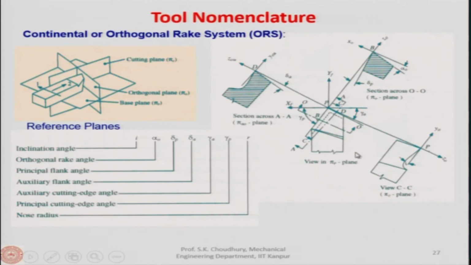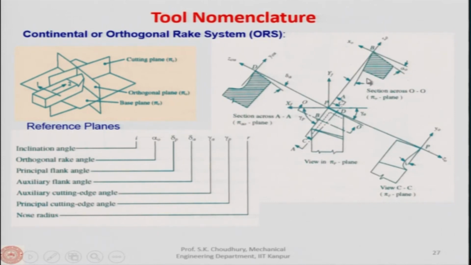I will explain it to you. Another section we will take as OO. OO will be perpendicular to CC. Look in here. This is the orthogonal plane OO. OO is perpendicular to the PC, that is the cutting plane. Now, along this OO, if we see this view, this will be the inclination of the rake face, and this will be the inclination of the flank face.